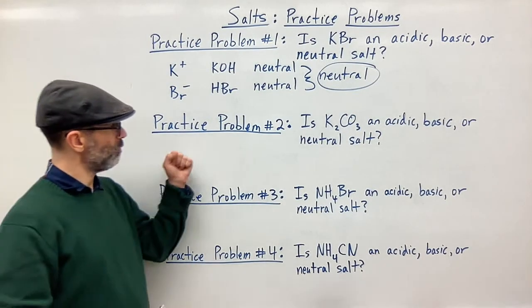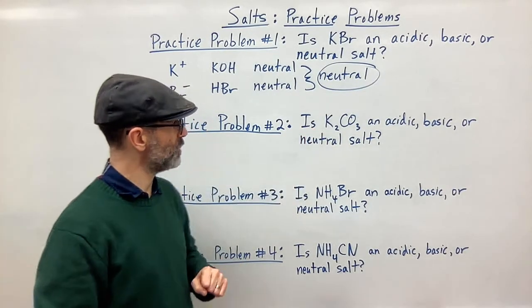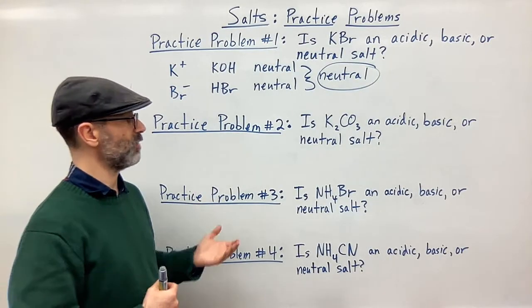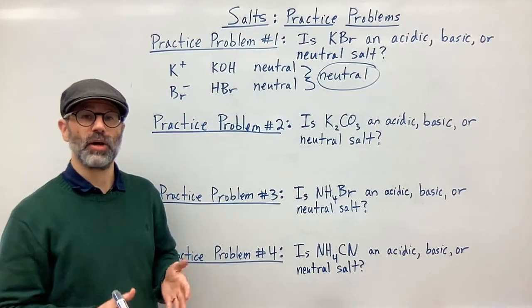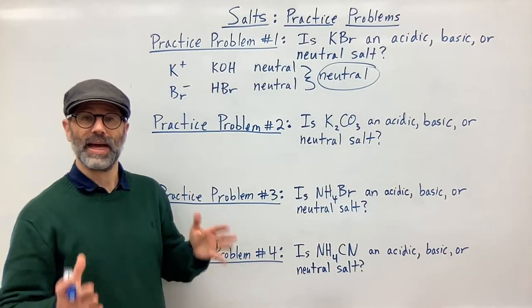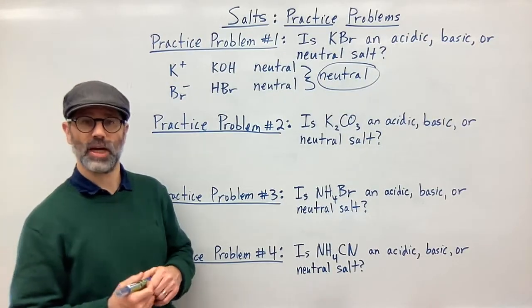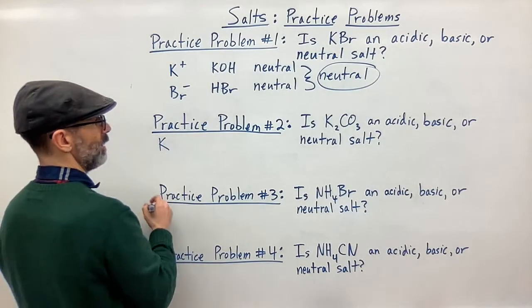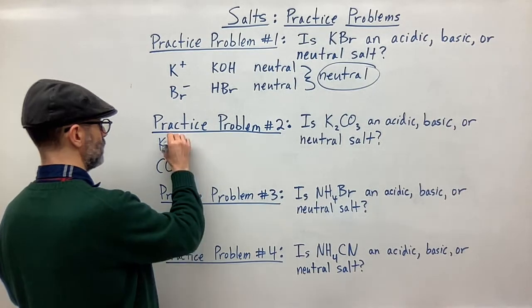All right, what about number two? Is K2CO3, potassium carbonate, an acidic, basic, or neutral salt? Okay, so again, first thing I want to do is break up the ions, and then second, determine what base or acid they are coming from. So we have potassium again, and we have CO3 2 minus.